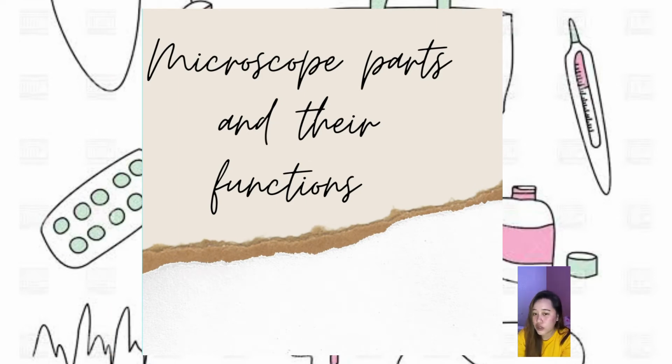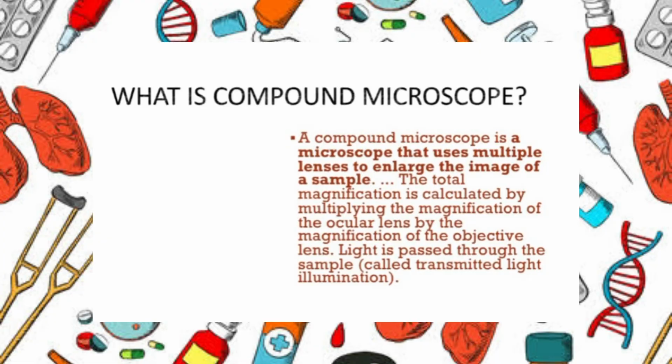So now I'm going to proceed to my activity 2, which is the microscope parts and their functions. But before I start, what is a compound microscope? A compound microscope is a microscope that uses multiple lenses to enlarge the image of a sample. The total magnification is calculated by multiplying the magnification of the ocular lens by the magnification of the objective lens. Light is passed through the sample, called transmitted light illumination.